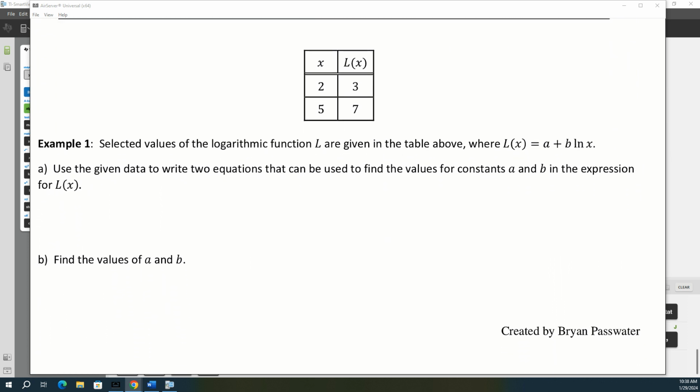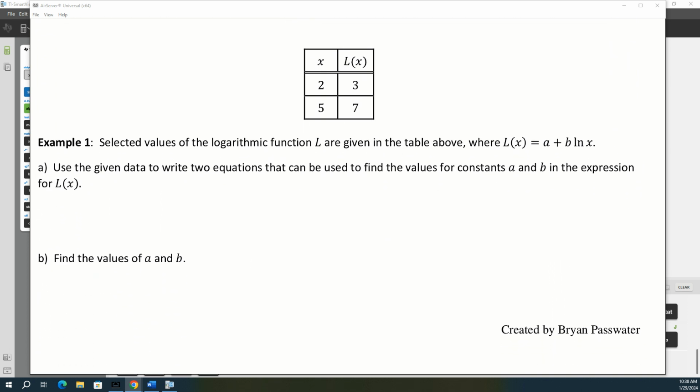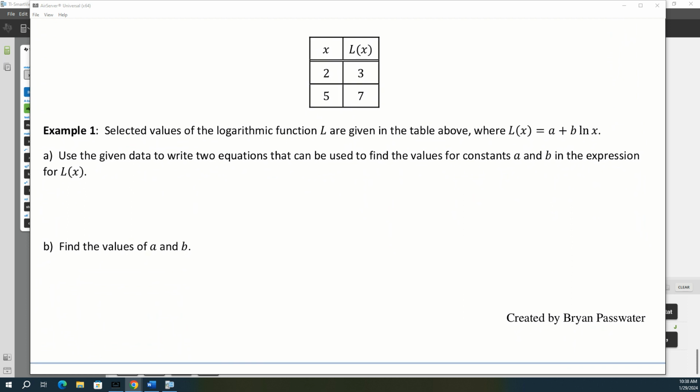All right, so in example 1, we have different data. This isn't the church salary data. This is just 2 different points, and it tells you that this is a logarithmic function, and then you're given this basic equation to use for it. And then A is a question that you've probably seen before when we did these types of problems, also on free response questions that we've done on tests.